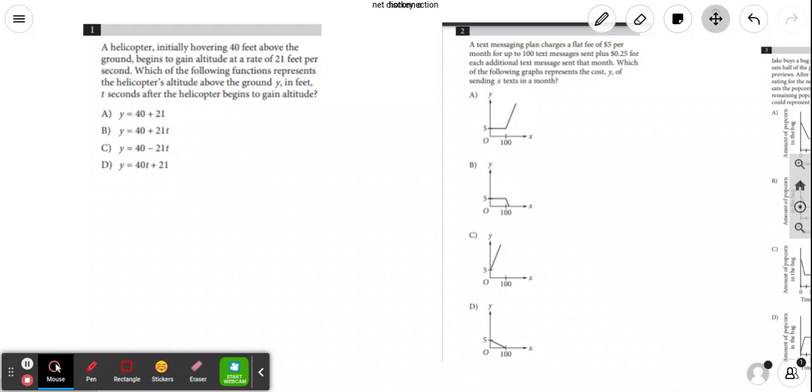Today we'll be starting the calculator section. I'll let you know if a problem needs a calculator or not. But without further ado, let's get into problem number 1.